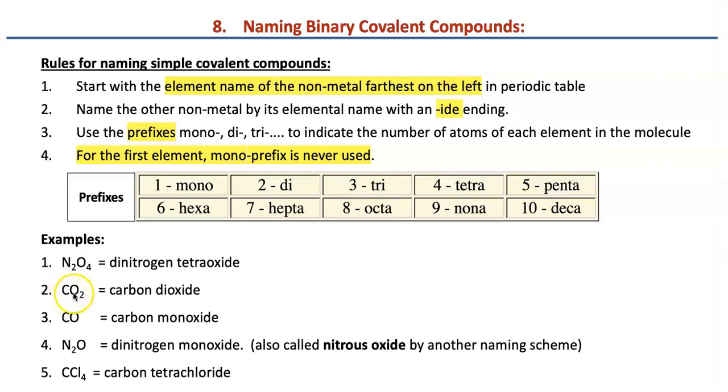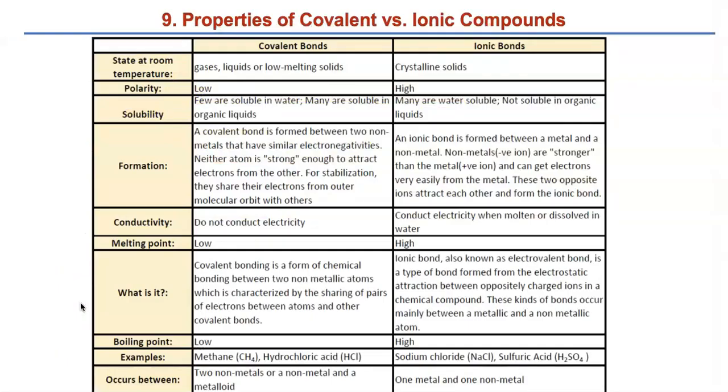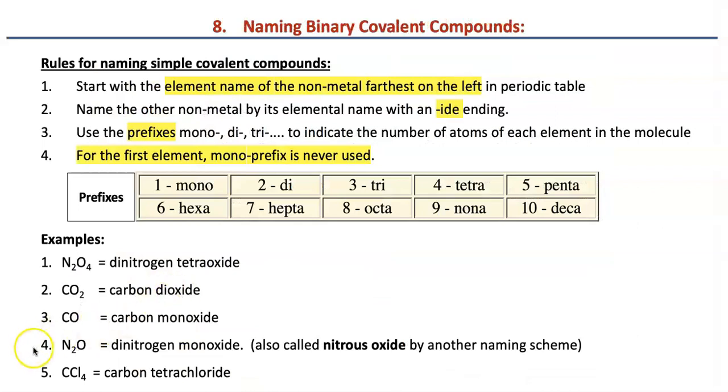This is carbon dioxide. This one is carbon monoxide. You have to differentiate the two. And then this one is dinitrogen monoxide. This is carbon tetrachloride. This one is also called nitrous oxide in another naming scheme.